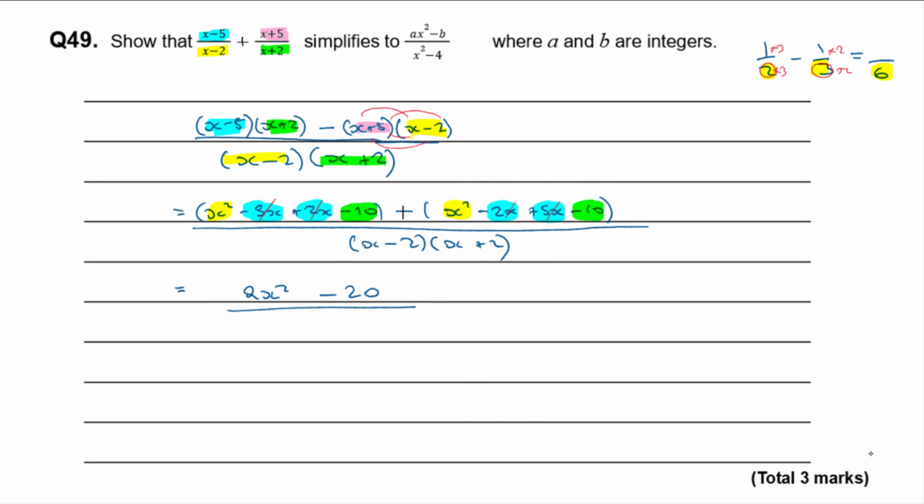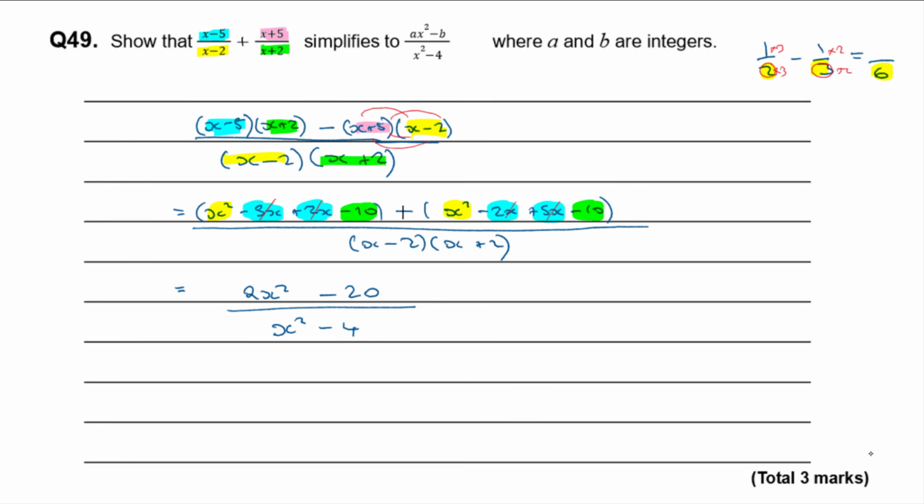Now I'm not going to have anything, I think, to cancel at the bottom, so I'm just going to go ahead and multiply that out. Now that's a difference of two squares, isn't it? So I know I'm going to get x squared minus 4 there, just because I know my difference of two squares. Okay, and then comparing that with the top, I've got 2x squared minus 20. That is in the form of ax squared minus b.